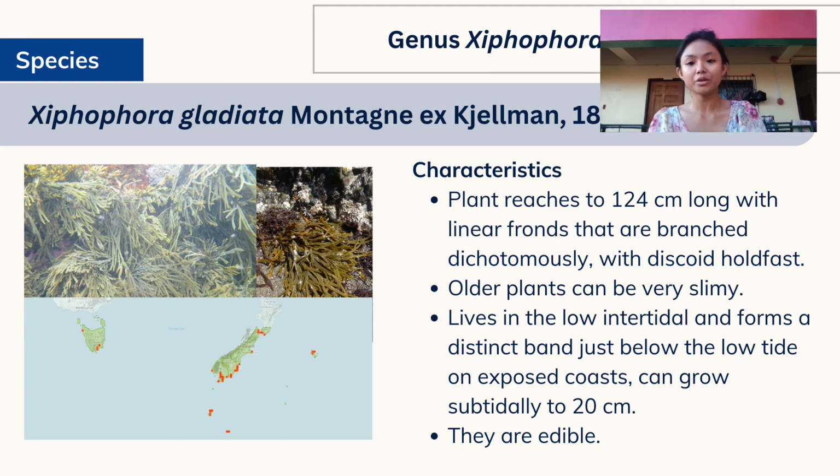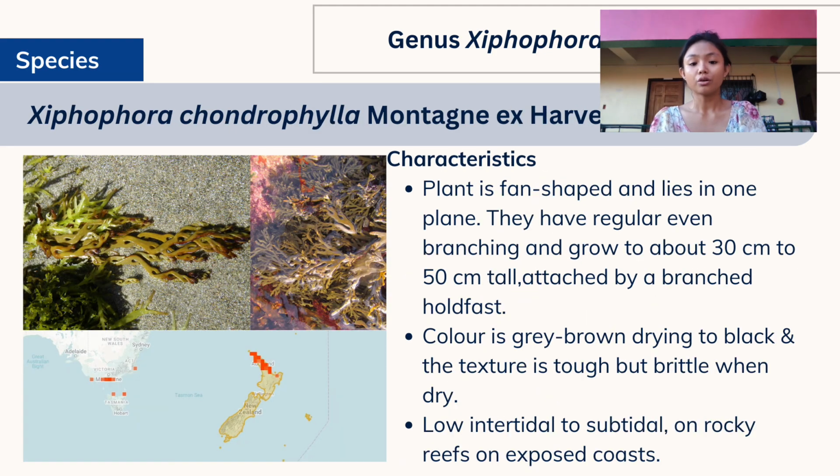The next we're going to talk about is Cystophora chondrophylla. This plant is fan-shaped and lies in one plane. They have regular even branching and grow to about 30 to 50 centimeters tall, attached by a branched holdfast. The color varies from gray-brown, drying to black, and the texture is tough but brittle when dry. They live in the low intertidal to subtidal zones on rocky reefs on unexposed coasts.